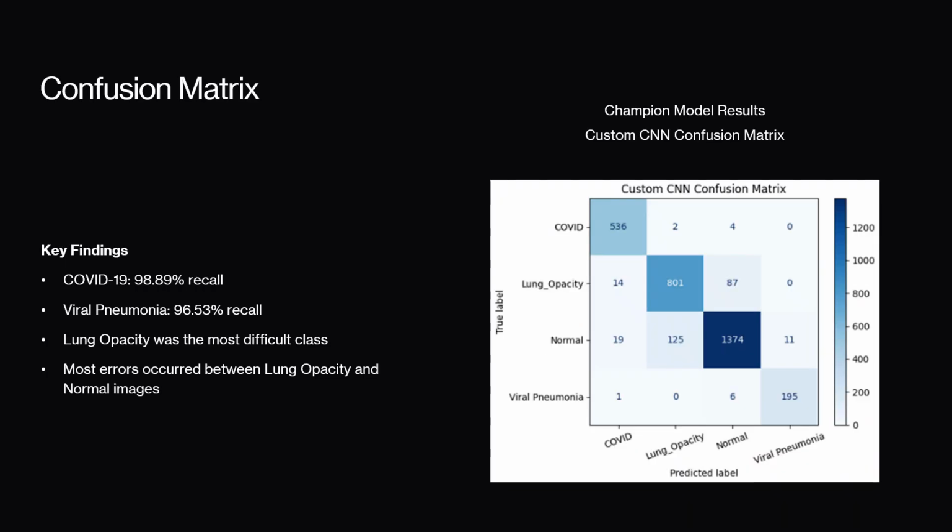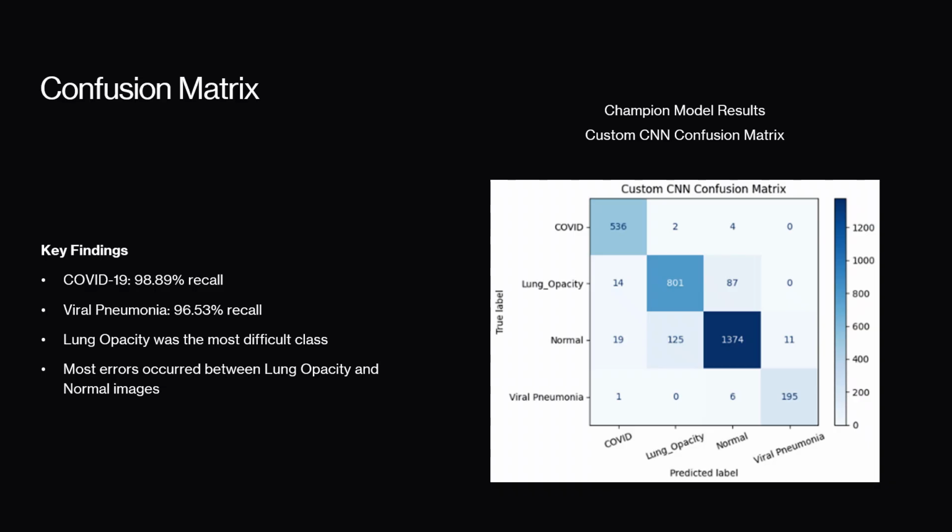Although overall accuracy provides an important summary of predictive performance, it does not explain where a model succeeds or struggles. The confusion matrix shown on this slide provides a detailed breakdown of the custom CNN's classification results across all 4 disease categories. One of the strongest findings was the model's ability to identify COVID-19. The custom CNN achieved a recall of 98.89%, meaning that nearly every COVID-positive chest X-ray was correctly classified.